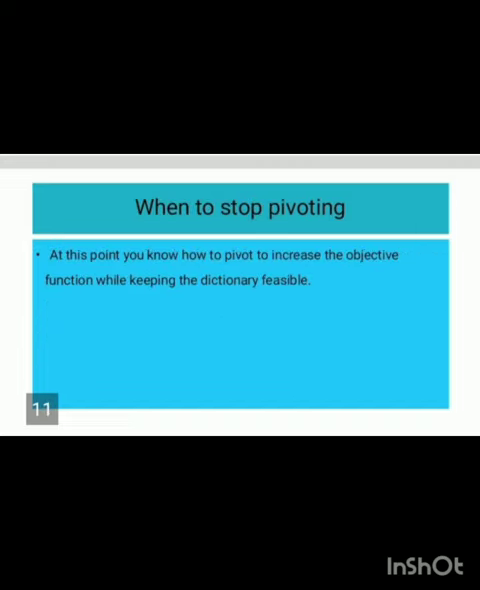When to stop pivoting? At this point, you know how to pivot; it increases the objective function while keeping the dictionary feasible.